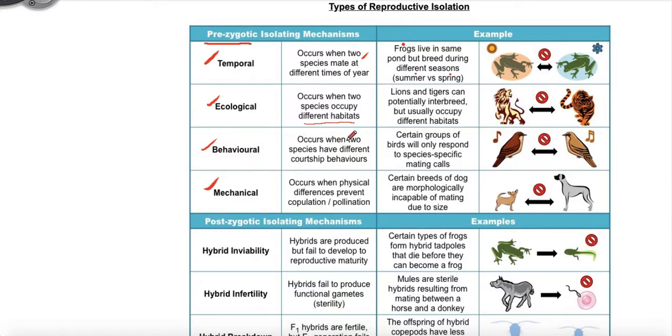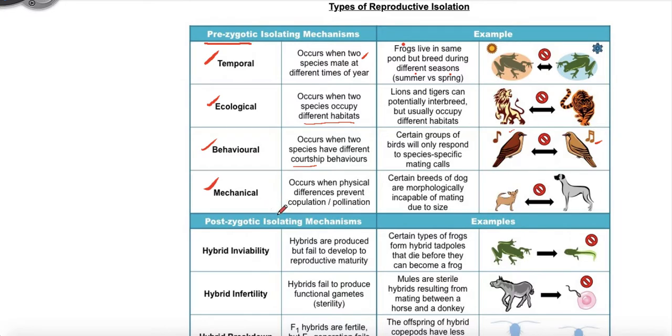Behavioral isolation happens when two species have different courtship behaviors. So, for example, in mating songs or mating calls, certain groups of birds will only respond to a specific type of mating call. So again, this sperm will never fertilize this egg.